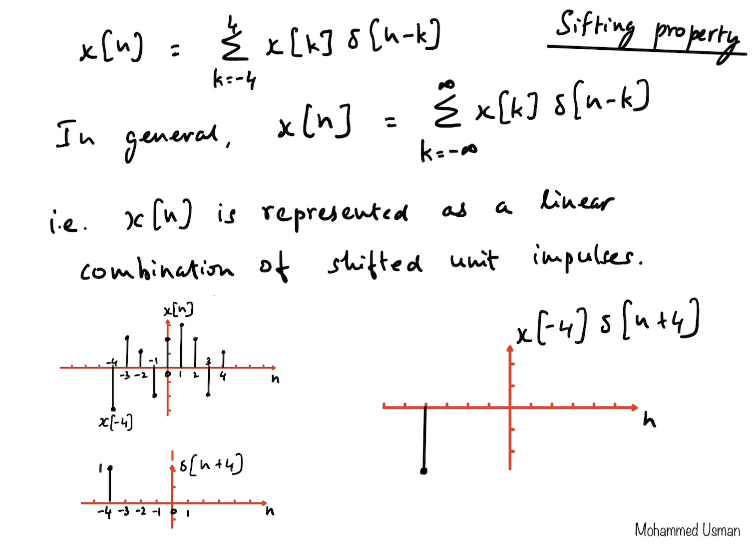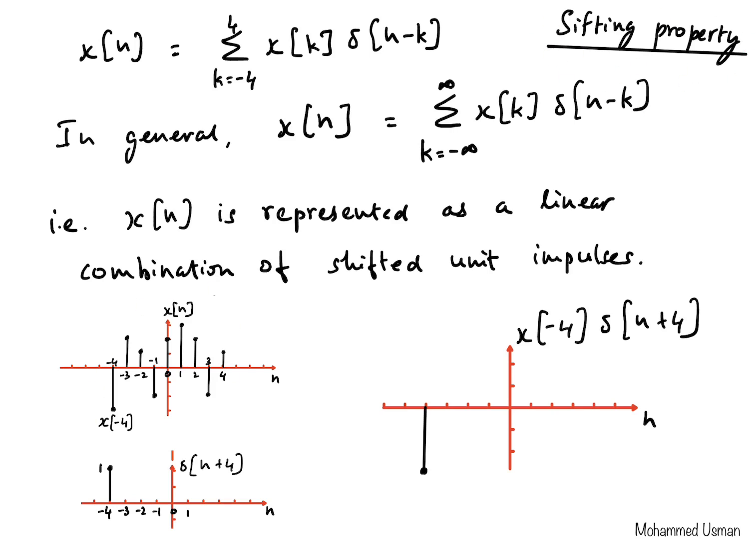So x of minus 4 times delta of n plus 4 gives us only the value of x of n when n equal to minus 4. Similarly, x of minus 3 into delta of n plus 3, the next term for the next value of k, will give us the value of x of n for n equal to minus 3, and so on. So we are able to extract, that is separate out, each of these values of x of n individually by using this equation. Okay, so it is called as sifting, meaning separating out the individual components of that signal.